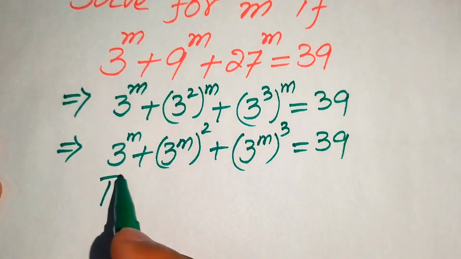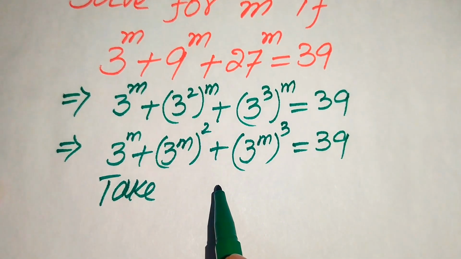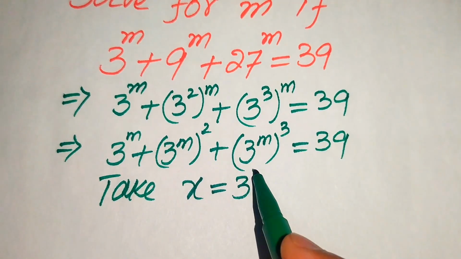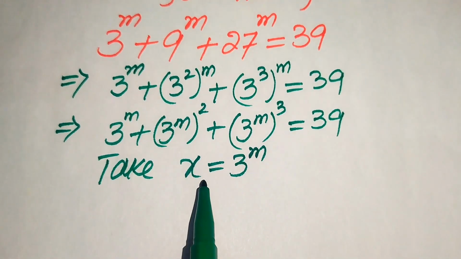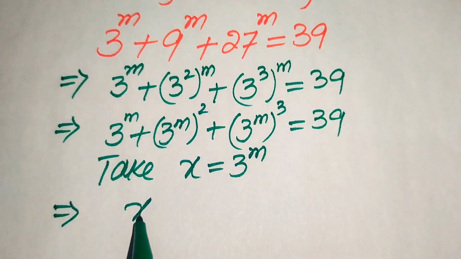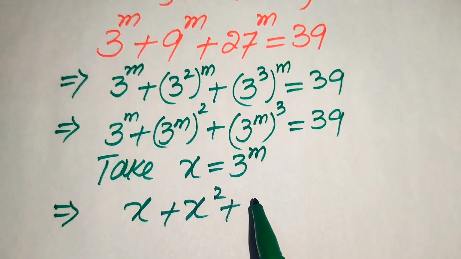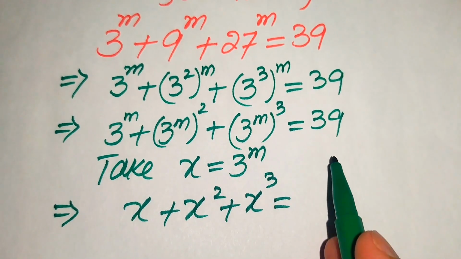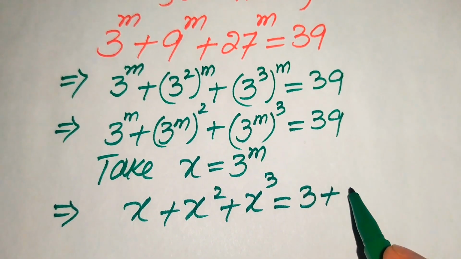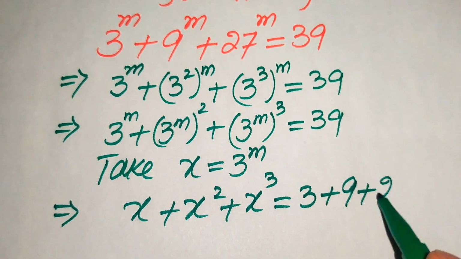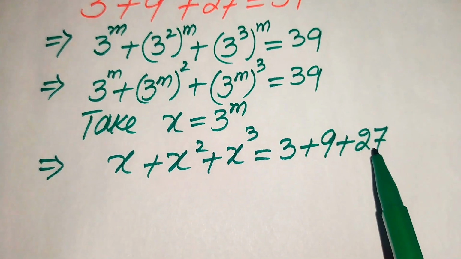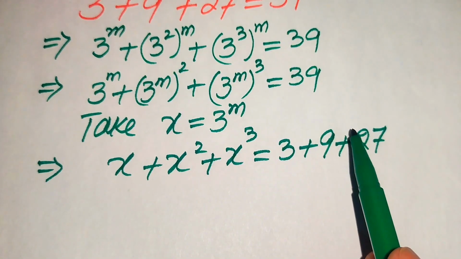Now we need to convert this exponential equation into the cubic form. For this we take x equals 3 to the power of m. So this becomes x plus x squared plus x cubed, and it equals 39, and we break this 39 as 3 plus 9 plus 27. We write 39 as 3 plus 9 becomes 12, 12 plus 27 becomes 39.